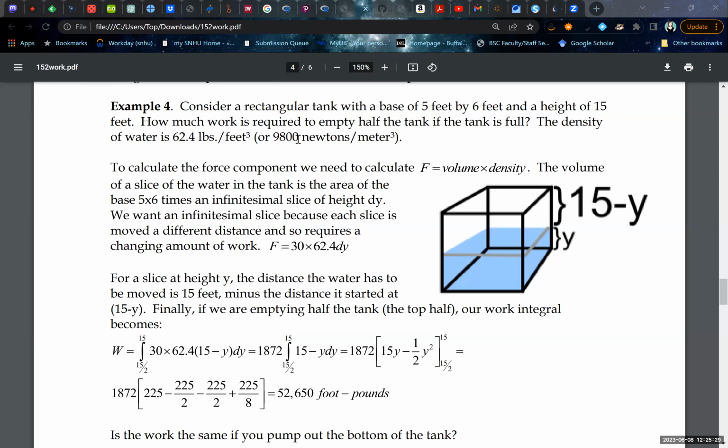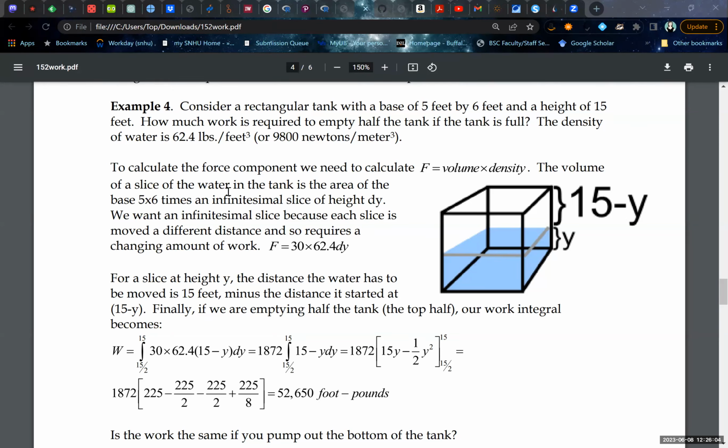If you're using a different kind of liquid, like say oil, again, you will have a different density value, but typically these will be given to you in the problem. Now, to calculate the force component for our integral, we need to calculate the volume times the density. The volume is the thing that is going to potentially change, the volume of a thin slice, right? The density is given as the density of the liquid, so that's a constant.